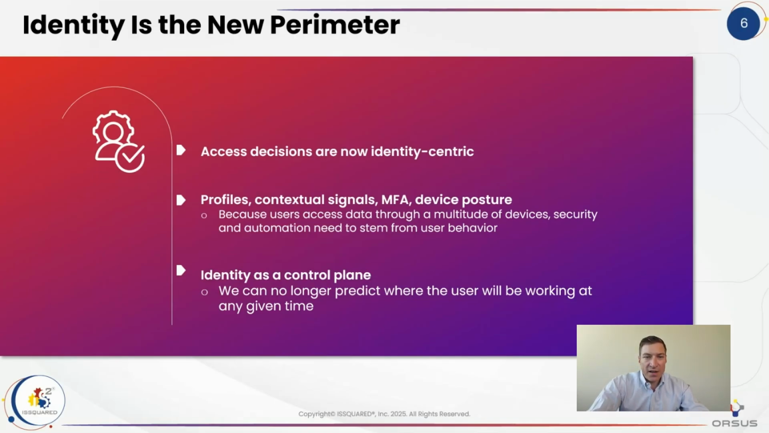We see this as access decisions being very identity-centric, or they increasingly should be. Because users access data through a multitude of devices, security and automation need to stem from this user behavior. The idea of profiles, contextual signals, multi-factor authentication, device posture, all benefit from this idea of lifecycle automation. And identity as a control plane is a strong factor as well. We want to be able to predict where the user is. And the reality is we cannot do that. So we want to be able to extend our identity infrastructure to support the user where they're accessing the data.